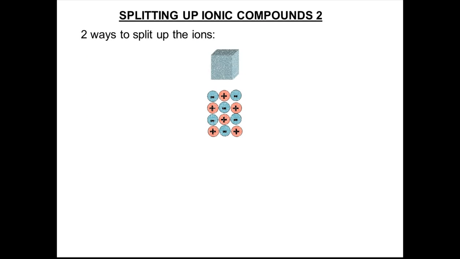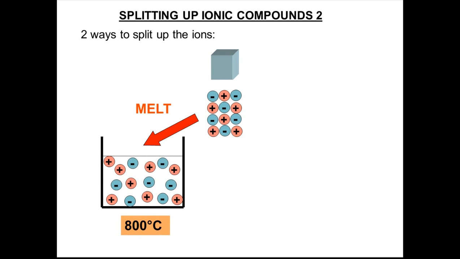So in terms of how we split them up, there are two ways in which we can do it. First of all, we can melt them, and if we melt them, it'll turn into a liquid. So when you see the little L in brackets on equations, that means that it's liquid, it is molten. Now, as we said, ionic compounds generally have very high melting points. For example, sodium chloride has a melting point of around 800 degrees centigrade, which is very high. Now, obviously, in order to split sodium chloride up into sodium and chlorine, that's not a very efficient way for us to do it.